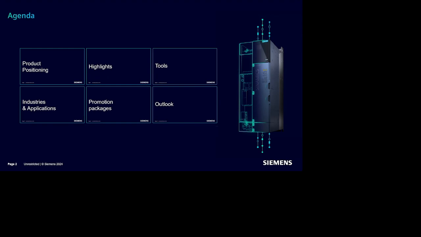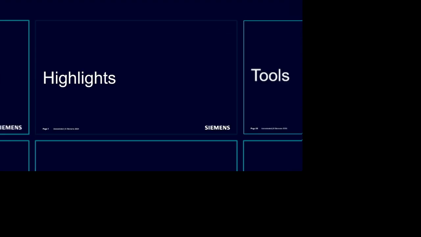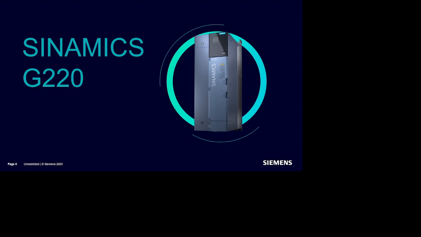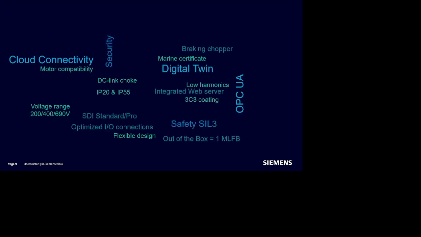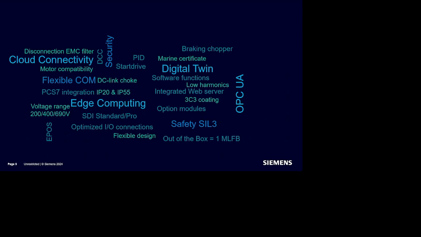Now let me move on to the next cluster, which is the longest cluster of the presentation, and we will go through the different highlights. So we start with the Sinamics G220 highlights, and you will see now a lot of topics popping up on the screen, such as security, DC-link choke, digital twin, safety CL3, flexible design, EPOS, PCS7 integration. This is just a small part of all the features of the Sinamics G220. You can imagine how difficult it is to put everything together, but we believe we made it.